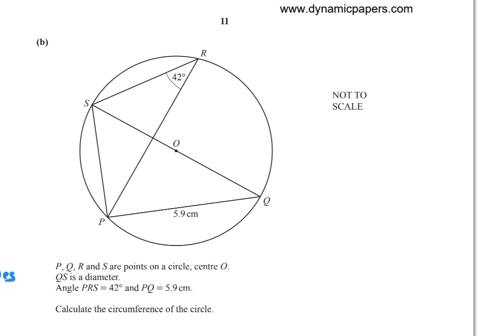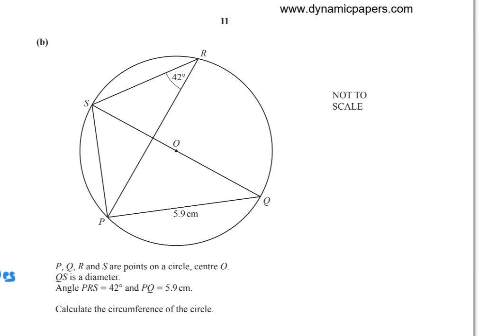B, Q, R, and S are points on a circle, center O. QS is the diameter. Angle BRS is 42. BQ is 5.9. Calculate the circumference of the circle. To find the circumference, we need to find the diameter. Now, how to find the diameter?